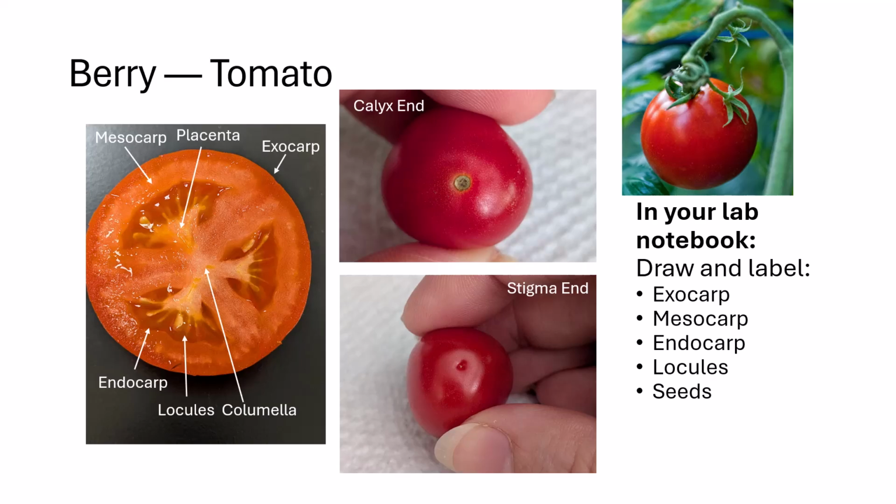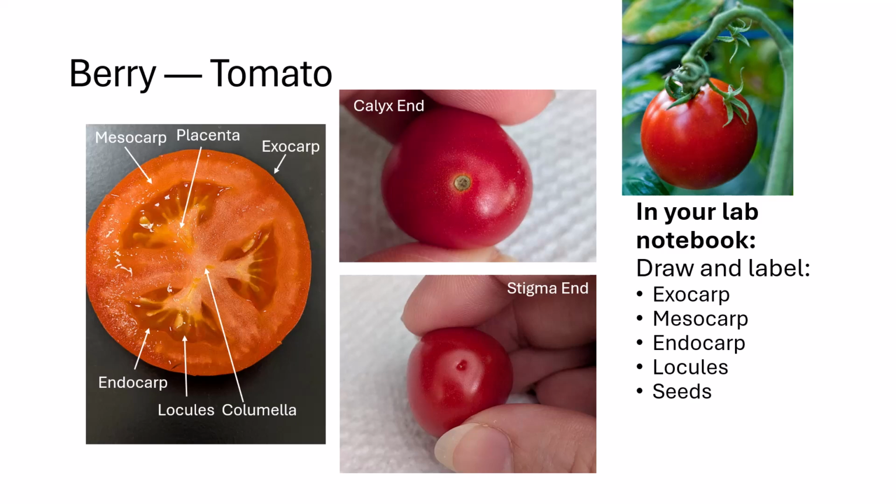Now examine the tomato, which is also classified as a berry. Before you look at the tomato cut open, look at how the tomato grows on the bush. Sometimes you will get tomatoes with the calyx still on there. Does this make it a superior or inferior ovary? It's a superior ovary. On this grape tomato, I've attached what the calyx end looks like. On the opposite end, you can see the remnant of the stigma and style.